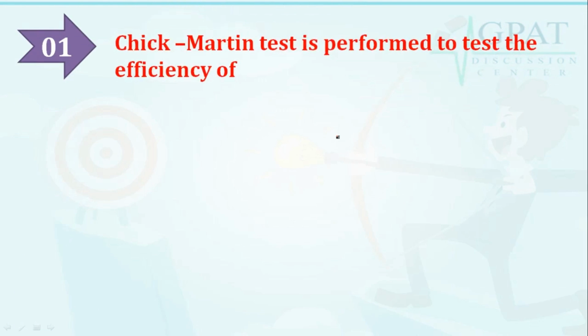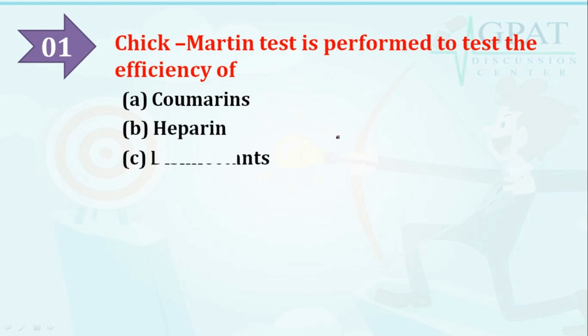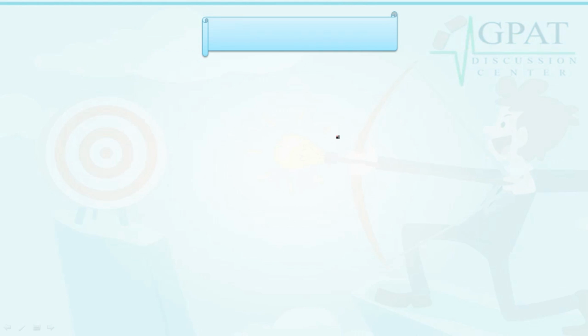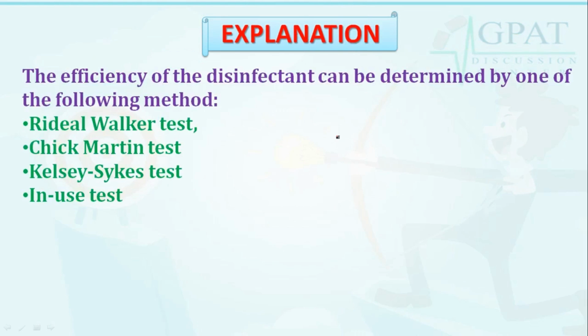Rideal-Walker test is performed to test the efficiency of, and the options are antibiotics, heparin, disinfectants, or blood clotting, and the right option is disinfectants. So let's see the explanation of this question.